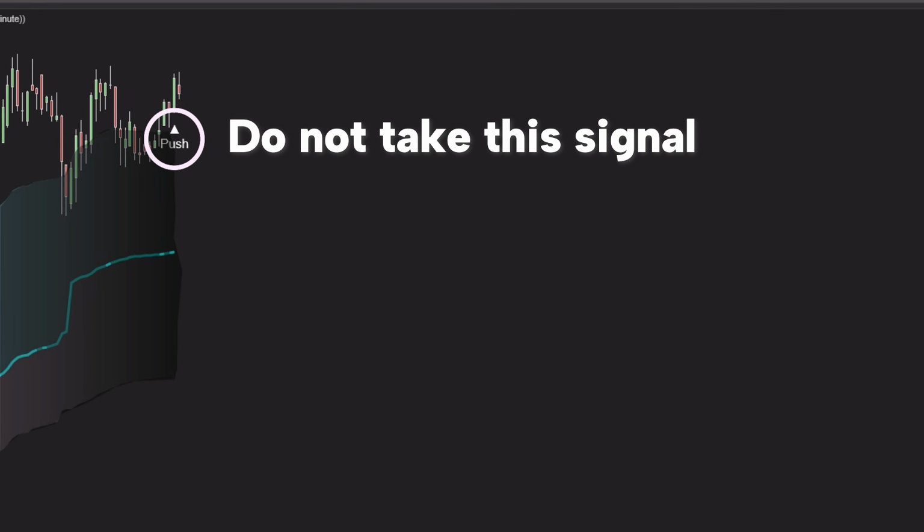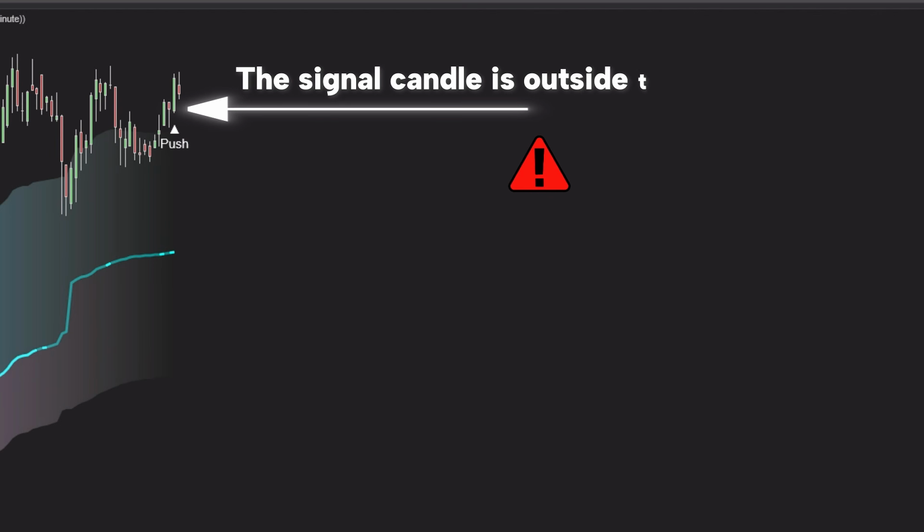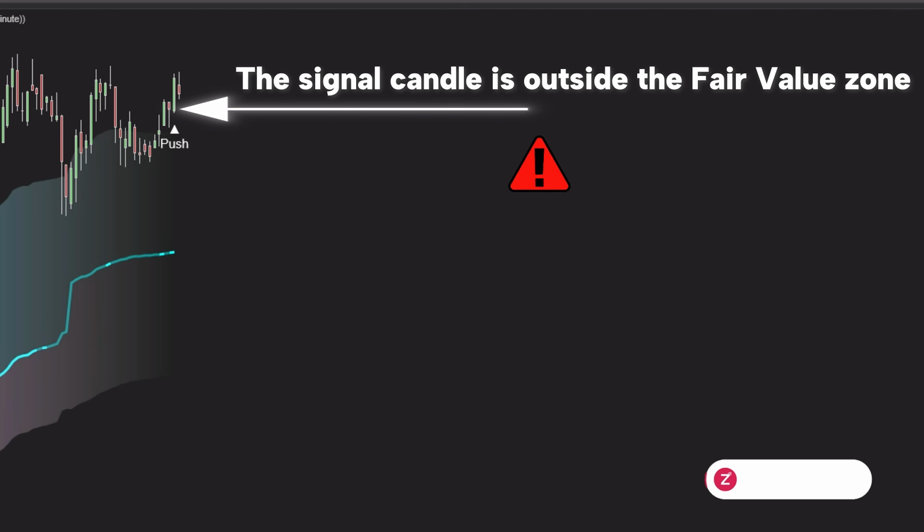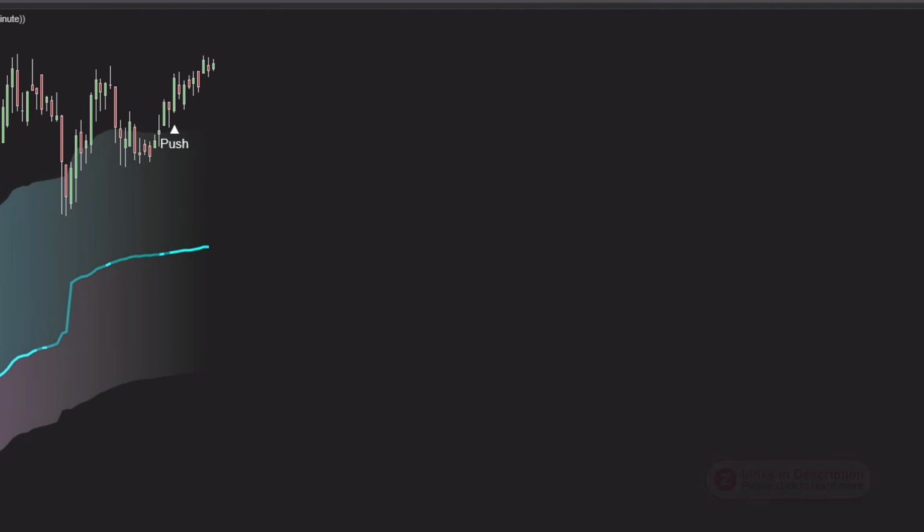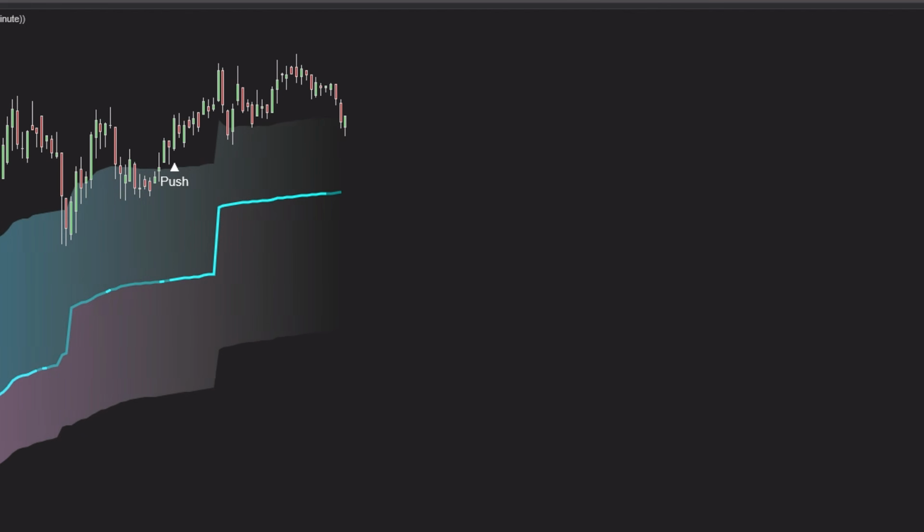Next, in this example, you can see that even though a push signal appears, the signal candle is not inside the bands. In this case, according to our system, we do not take this trade because the probability is no longer optimal. However, if you still want to trade in situations like this, don't worry. Later in this video, I'll show you exactly how to handle push signals when the signal candle is outside the bands.